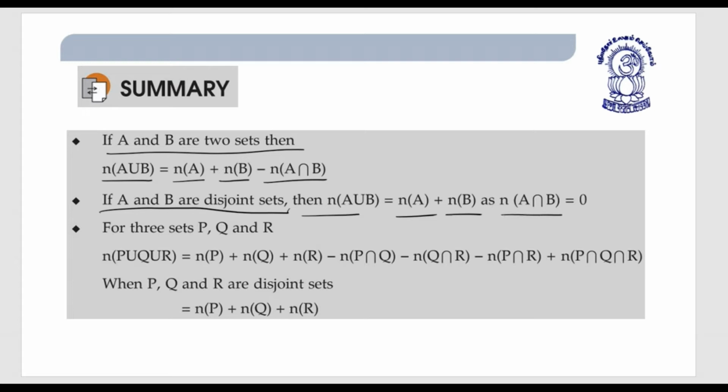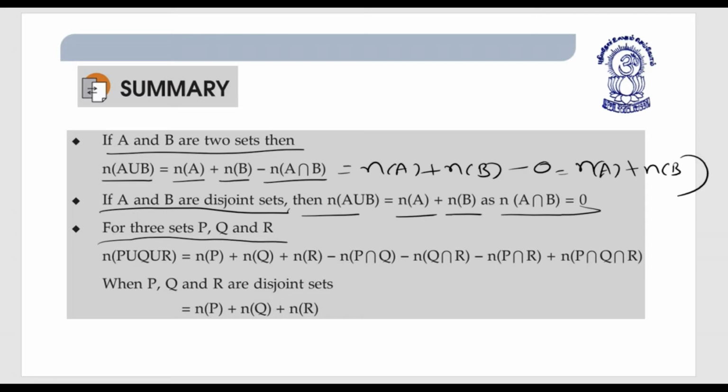n of A intersect B is equal to 0. So it is n of A plus n of B minus 0, which is equal to n of A plus n of B. For three sets P, Q and R, n of P union Q union R is n of P plus n of Q plus n of R minus n of P intersect Q minus n of Q intersect R minus n of P intersect R plus n of P intersect Q intersect R.